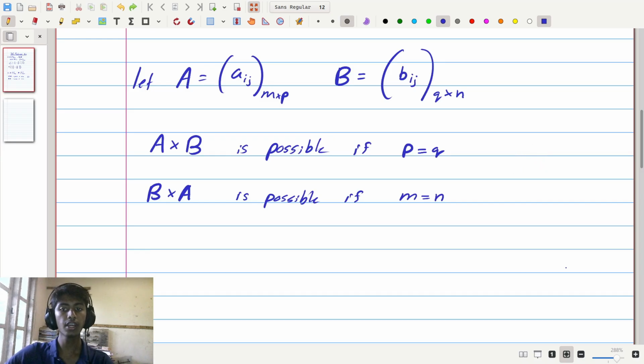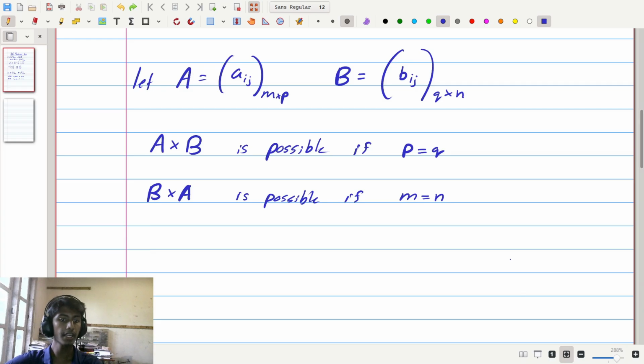In this case, we can see A first and B second requires the number of columns in A being equal to the number of rows in B, and if we do B first and A second, then the number of columns in B must be equal to the number of rows in A. So for A times B, the number of columns in A, which is P, must be equal to the number of rows in B, which is Q, P equals Q. Similarly, for B times A, the number of columns in B, which is N, must be equal to the number of rows in A, which is M, so M equals N or N equals M. So we can see that these two require different conditions and fundamentally they are different.